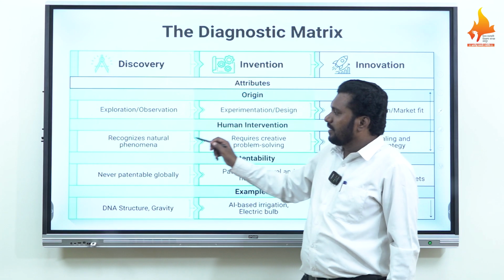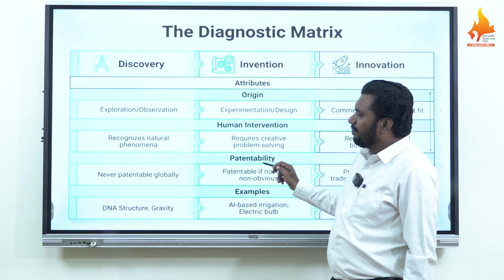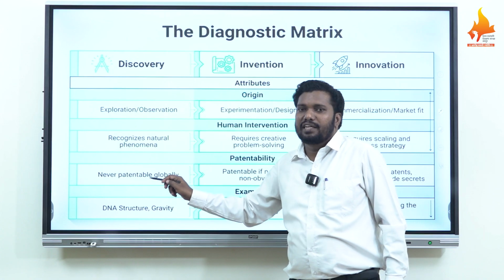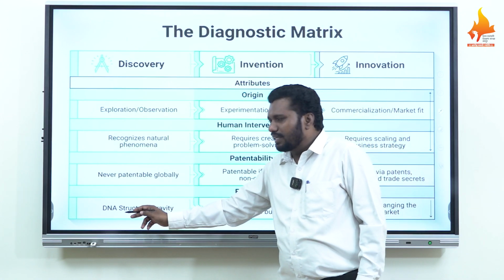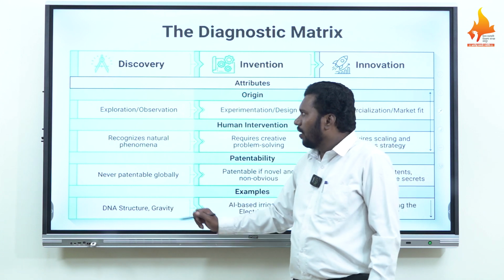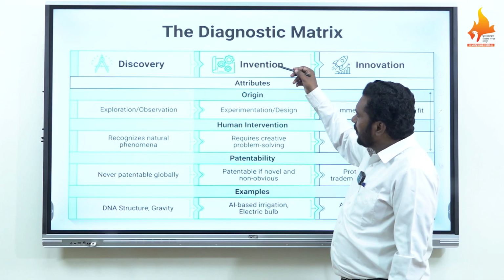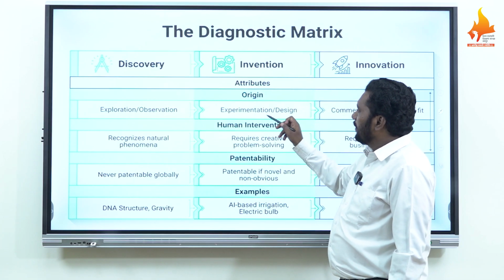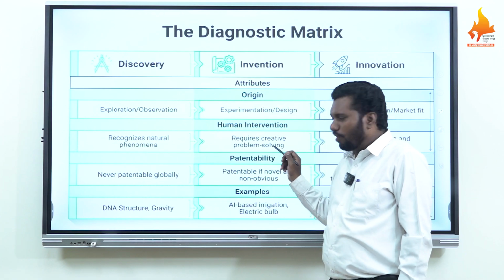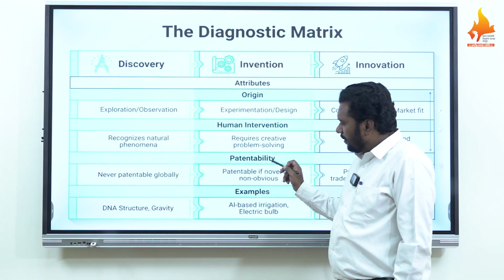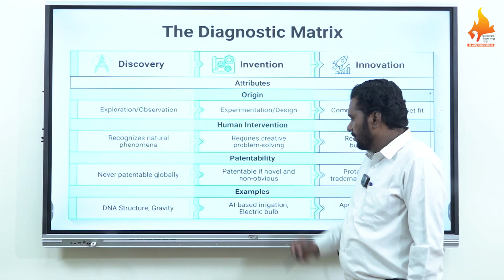The human intervention is to recognize the natural phenomena. When we talk about patentability, it is never patented globally. And when we talk about some of the examples, as we already discussed, it can be a DNA structure or the gravity. When we talk about the invention, the origin is experimentation and design. Human intervention requires creative problem solving, and on patentability, it is patentable if novel and non-obvious.